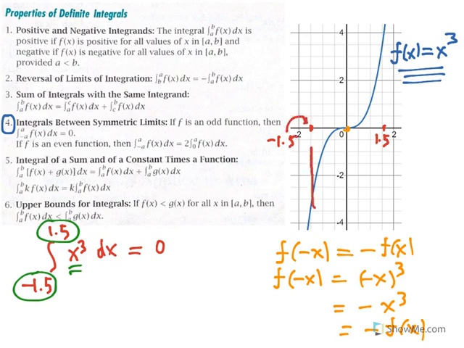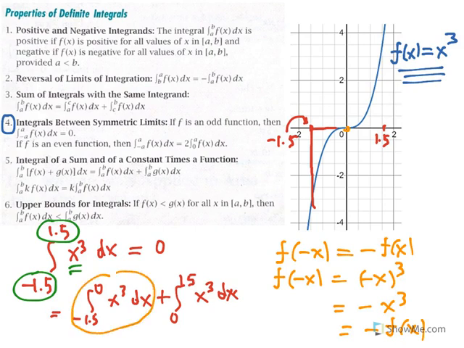And you can divide this into two subintervals, as we saw with our previous property, number 3. So negative 1.5 to 0 of x cubed dx plus 0 to 1.5 of x cubed dx. And when you do that, the first definite integral from negative 1.5 to 0 will represent this area, and it will be negative because the graph is below the x-axis. Whereas the second definite integral will represent this area, and it will be positive because the graph is above the x-axis.